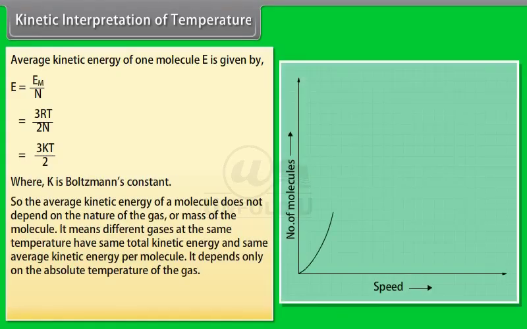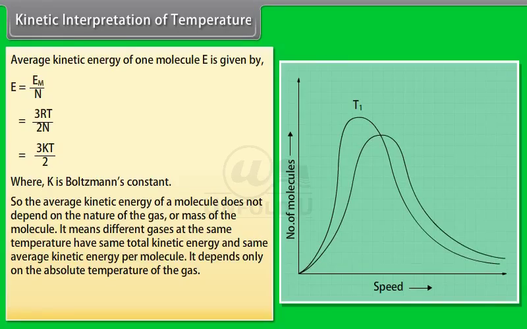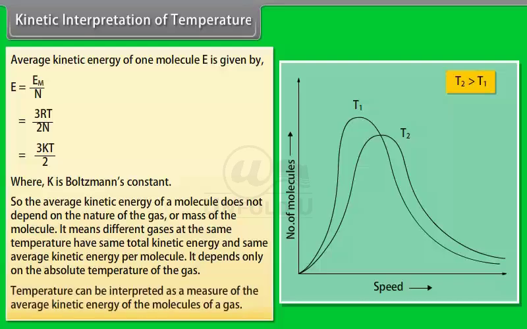So, the average kinetic energy of a molecule does not depend on the nature of the gas or mass of the molecule. It means different gases at the same temperature have same total kinetic energy and same average kinetic energy per molecule. It depends only on the absolute temperature of the gas. Temperature can be interpreted as a measure of the average kinetic energy of the molecules of a gas.